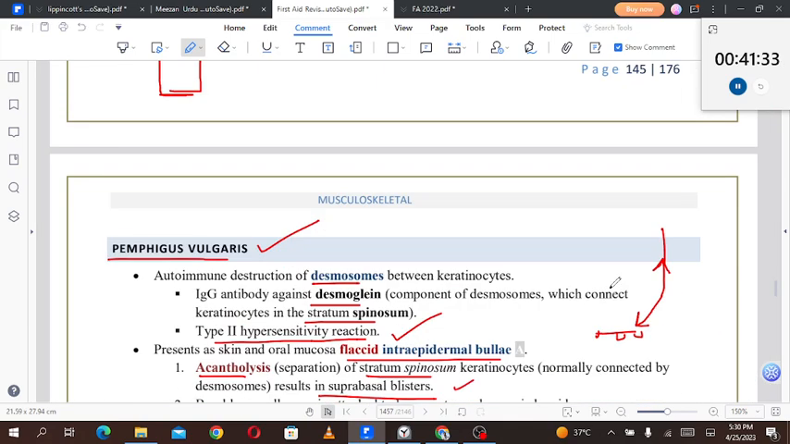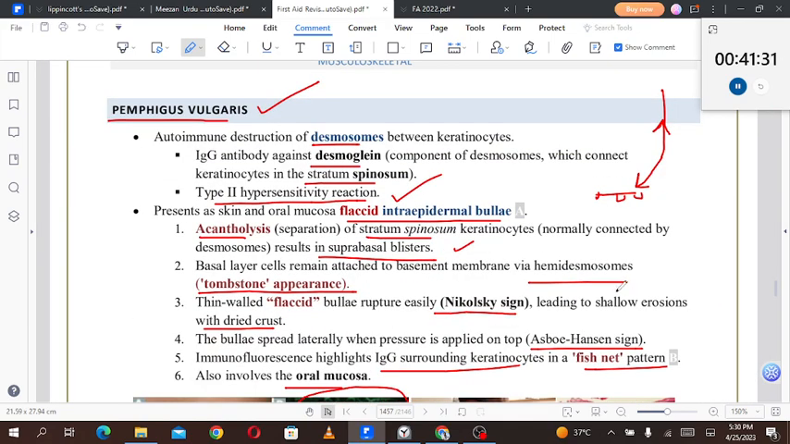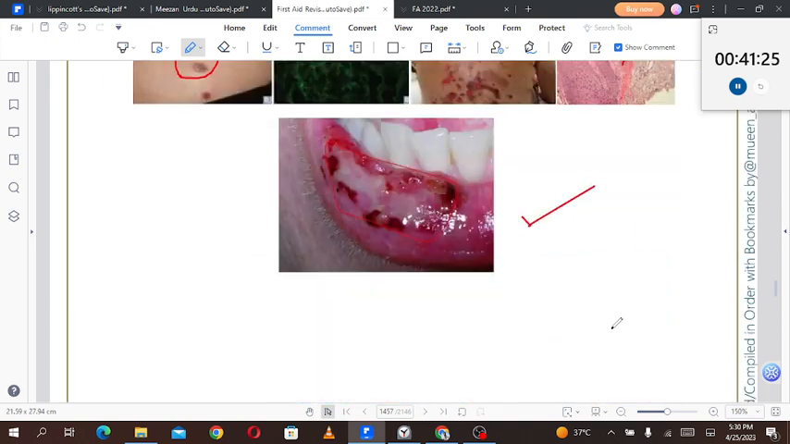So what else are we supposed to see? I give it an Asboe-Hansen sign. I think you should Google it. You should check this on YouTube. Maybe there's a good video of that.